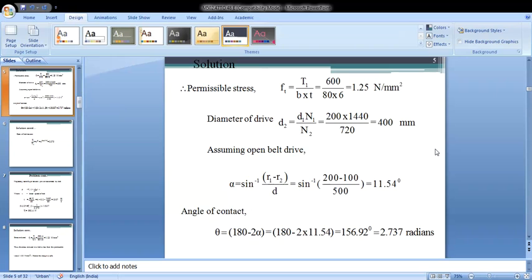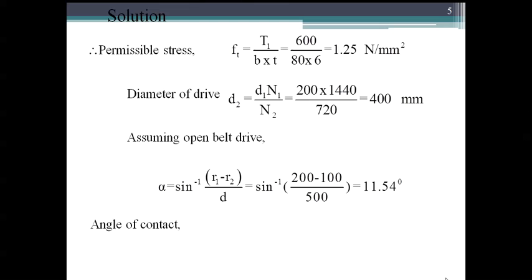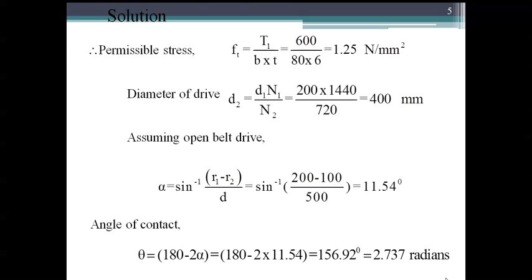So now theta is 2.737 radians. In this way we can find the value of theta. So here the theta value is 2.737 radians.